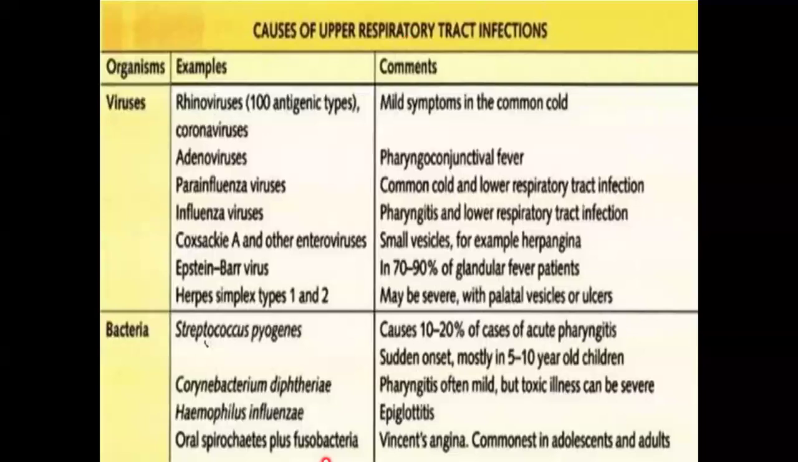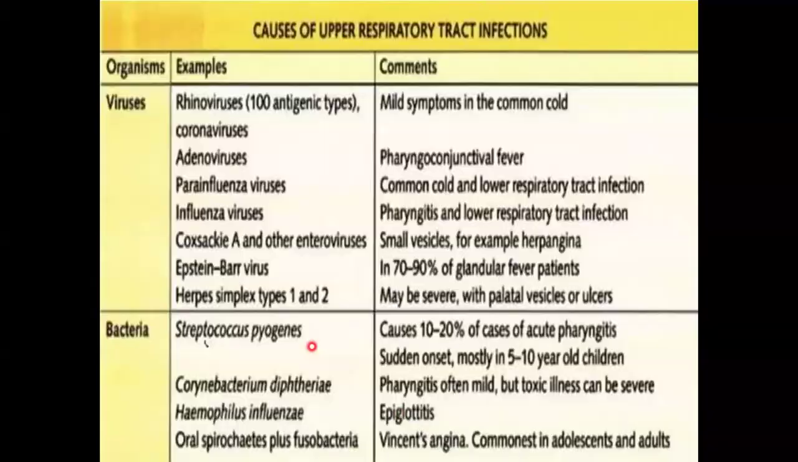In additional comments, it causes pharyngitis, which is inflammation of the pharynx, often mild, but toxic illness can be severe. Okay. Remember, we did all these viruses: rhino, corona, adeno, parainfluenza, coxsackie, all those. And we did Streptococcus pyogenes. We're going to do Haemophilus and spirochetes.